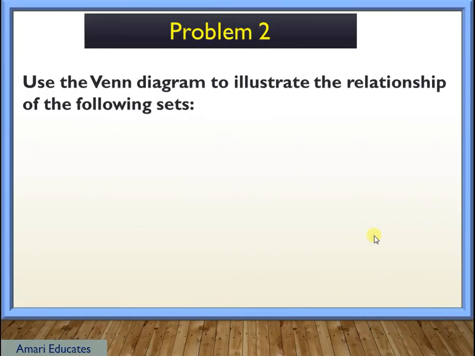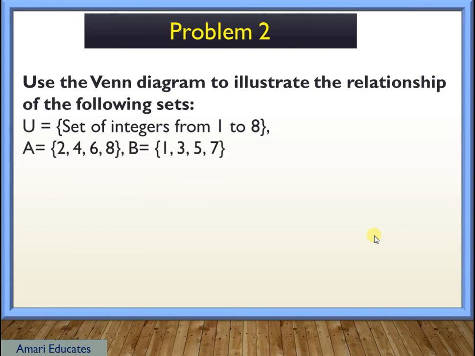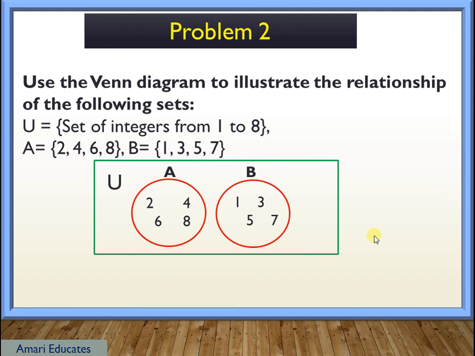Use the Venn diagram to illustrate the relationship of the following sets. The universal set is the set of integers from 1 to 8. Set A contains 2, 4, 6, 8, and set B contains 1, 3, 5, and 7. Let's get started. Time is up, and the answer is like this. They don't have anything in common.